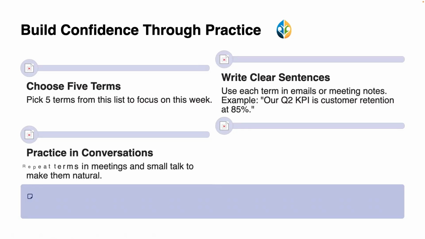Practice in conversations. Don't be afraid to speak. Just because English may be your second language doesn't mean that you are not in control of how to share information in a confident and coherent manner. It just simply takes practice. So you want to practice in conversations, repeat terms in meetings and small talk to make them natural.